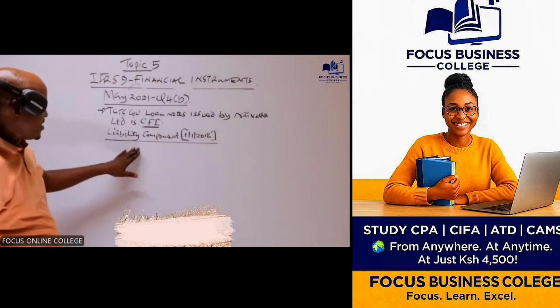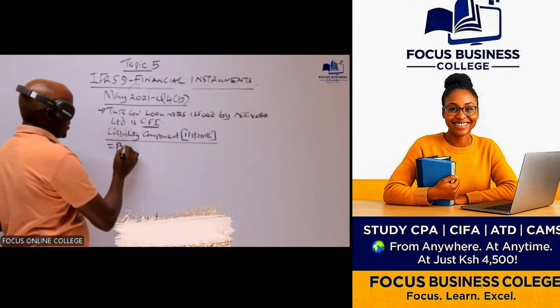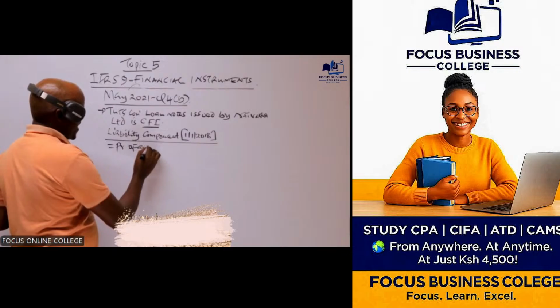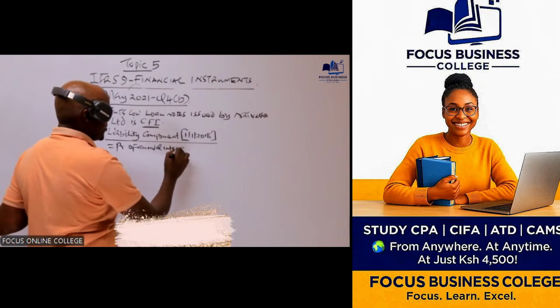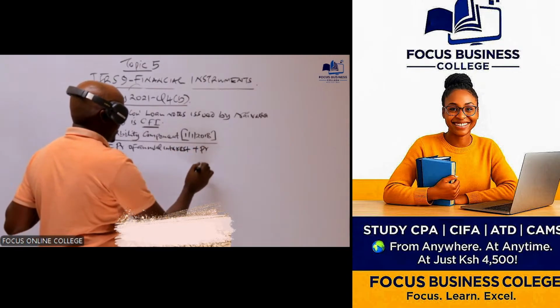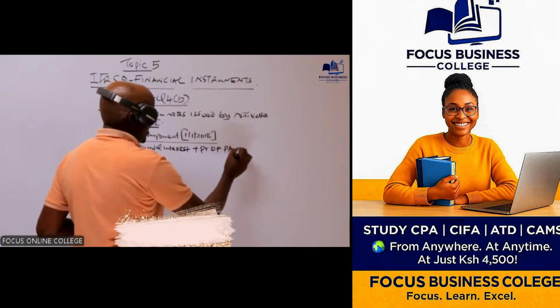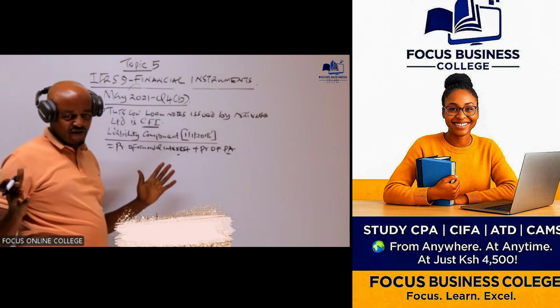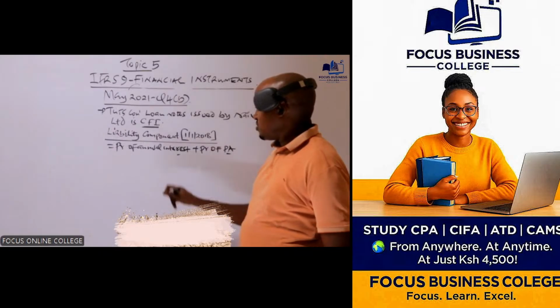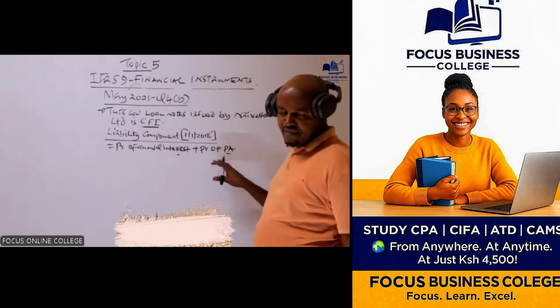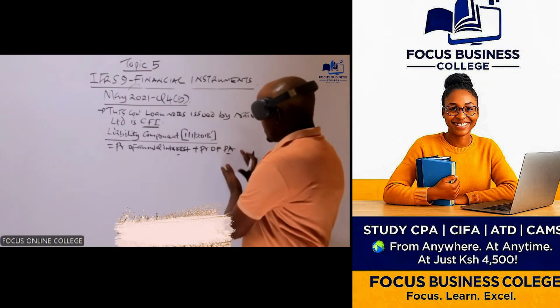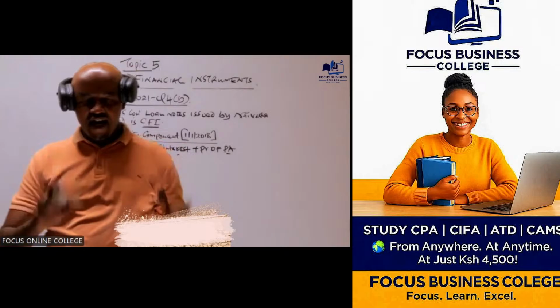So how do we compute this liability component? The liability component is equal to the present value of the annual interest plus the present value of the principal amount. If you can remember that, then it becomes quite simple. We need to first compute how much interest will be paid by the company on an annual basis, and how much will be paid on redemption, because the principal amount is the amount to be paid once this convertible loan stock matures and is redeemed.